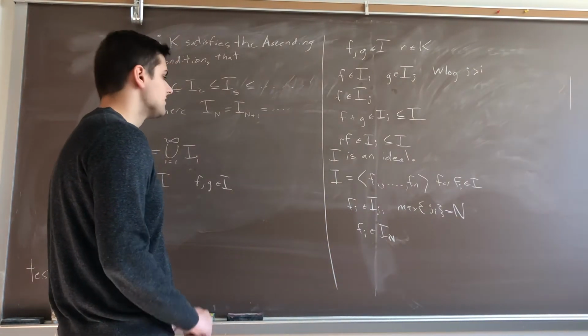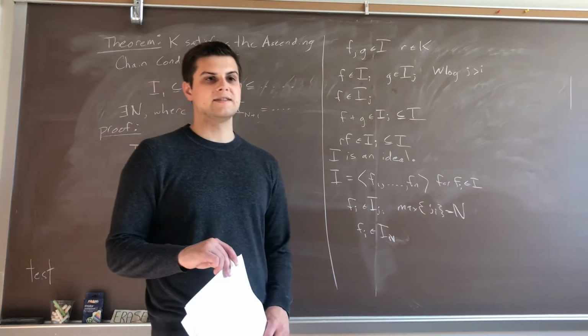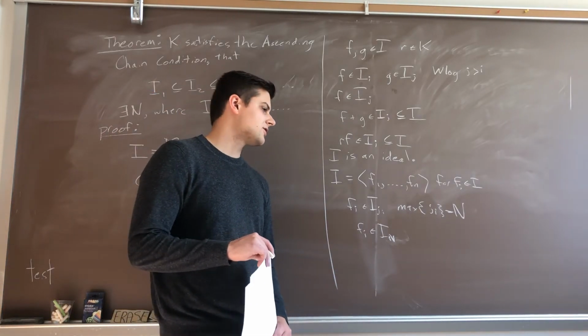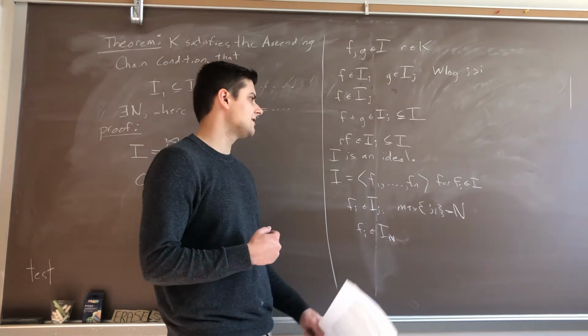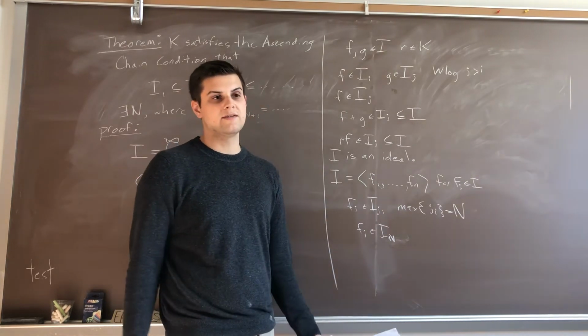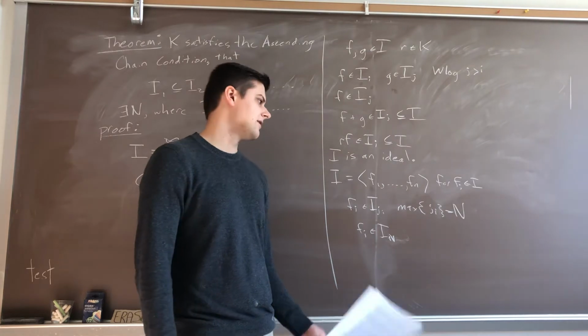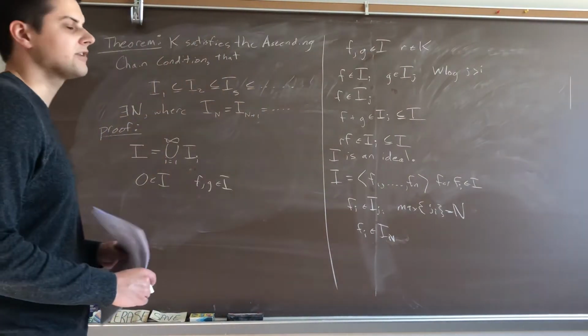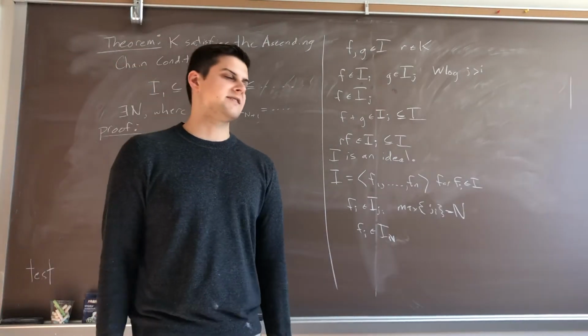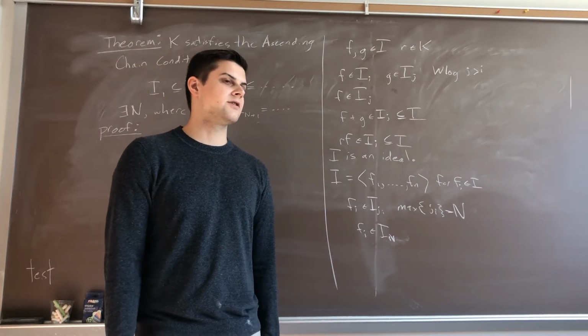Okay, so that shows that our ring K satisfies the ascending chain condition, which it turns out is nice because you might see there's a connection between the conclusion of the Hilbert's basis theorem and this ascending chain condition. So now we're going to try and generalize this. We're going to take a step back a little bit, and we're going to talk about rings that aren't K.